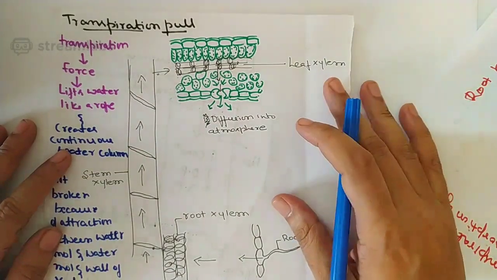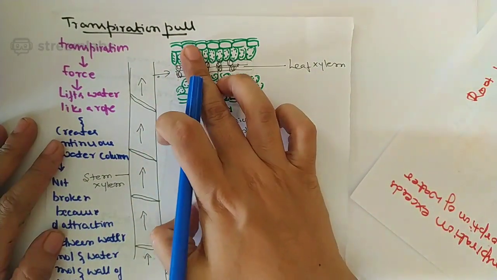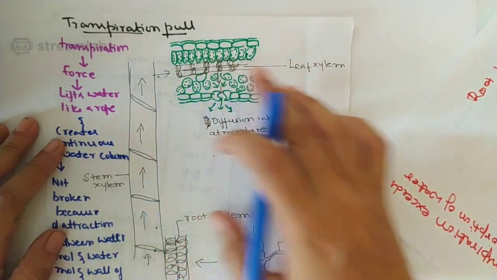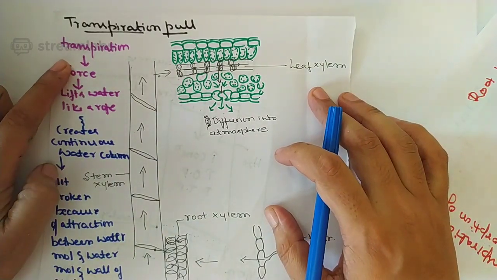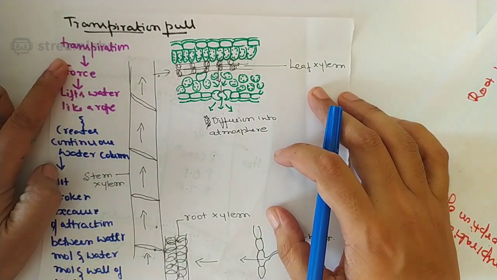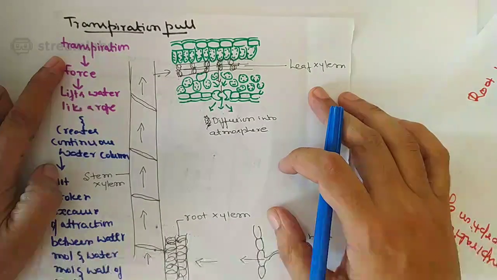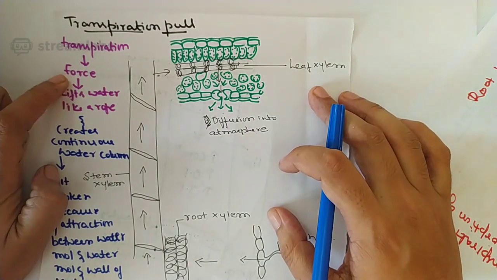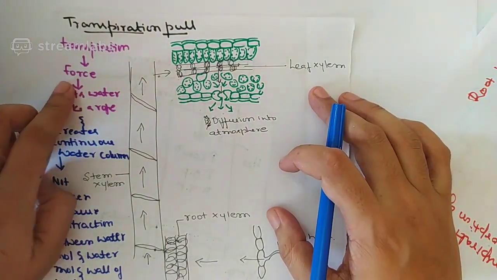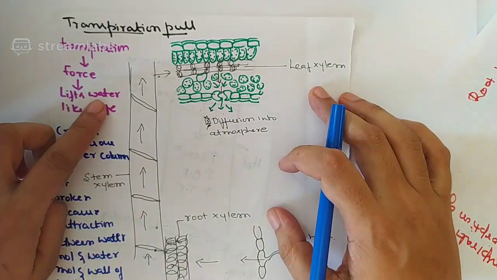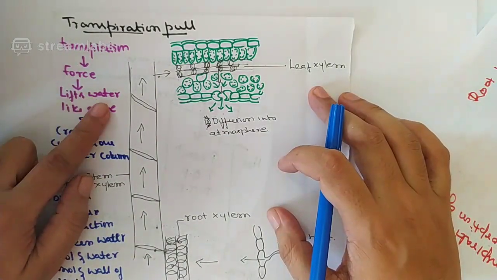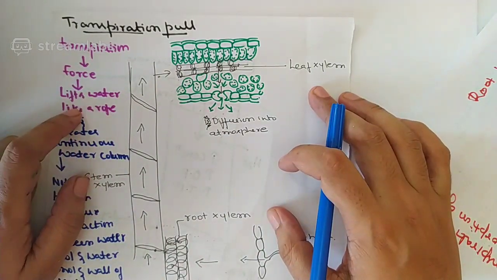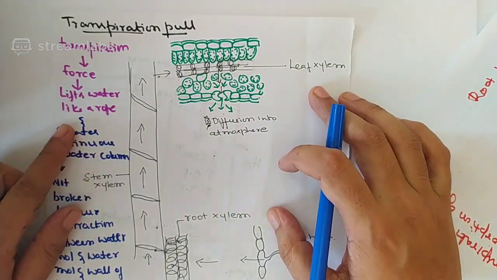Then we were studying yesterday at the end about transpiration pull. So I have told you transpiration, students, is loss of water in the form of vapor from the aerial parts of the plant body. That is a force. This transpiration is a force which is going to lift the water. From where is it going to lift the water? It lifts the water from the soil.